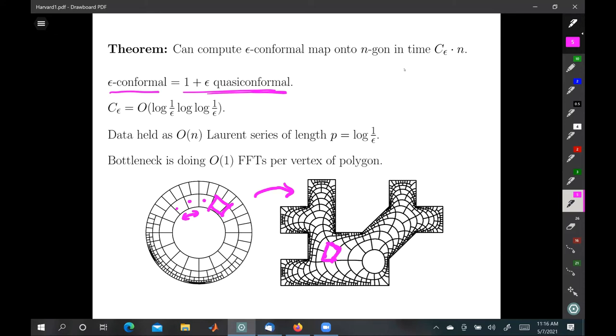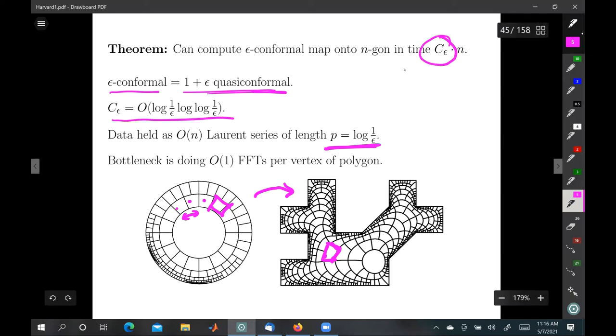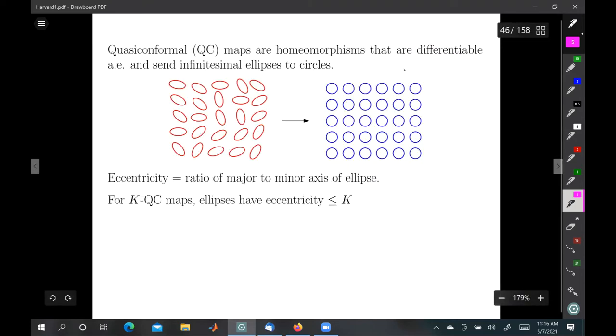But basically, the point is that if we want accuracy epsilon, each of these polynomials is degree p, where p is log of 1 over epsilon. And this constant basically comes from doing FFTs on these polynomials. It's a nonlinear problem, so you can't expect only to add them together. You also have to multiply them and divide them. And so the bottleneck is how fast can you multiply or divide polynomials. Okay, so let me fill in some of the details here.